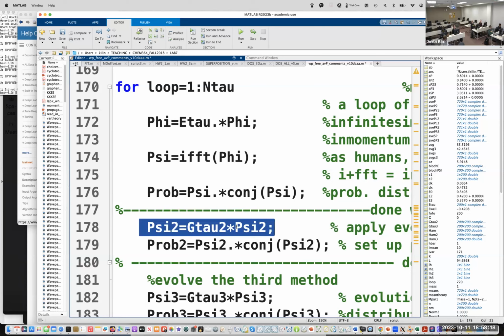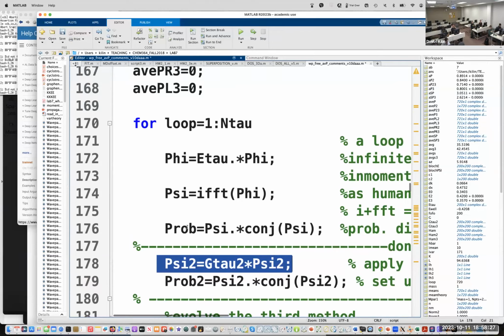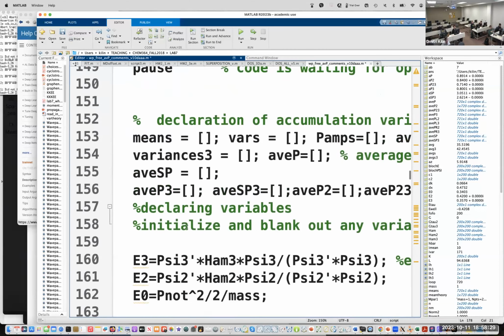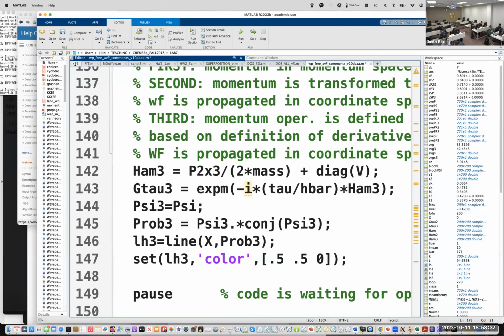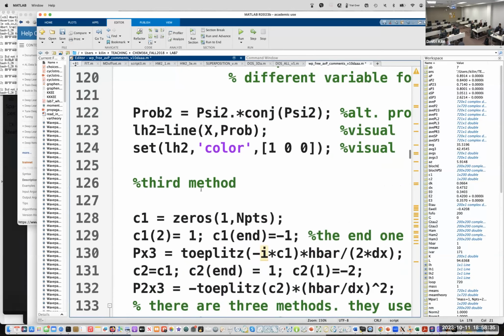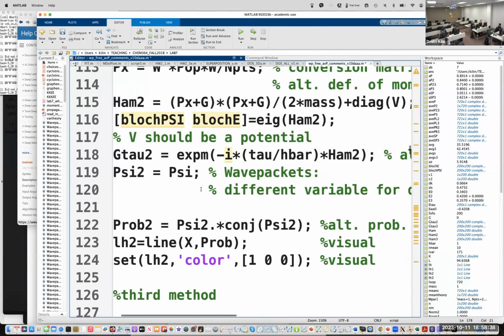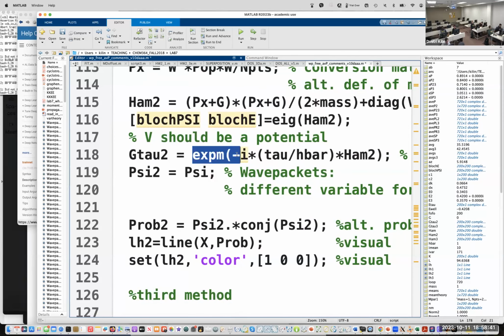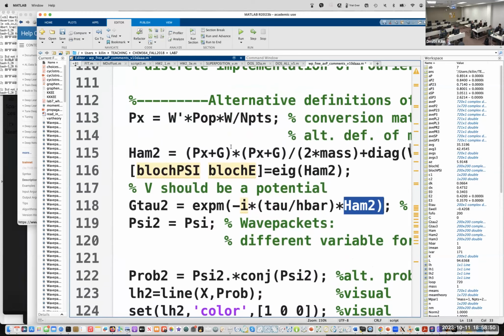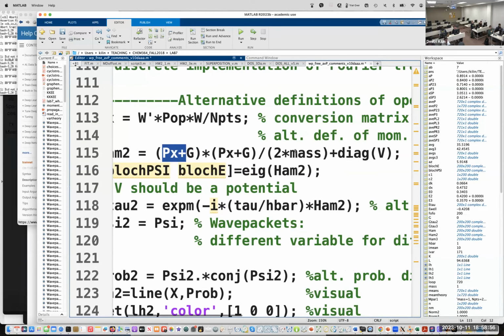psi2 is just a string of values, but g tau should be our evolution operator, right? So let's scroll back and see where the evolution operator is defined. Tau, g tau, here it is. So it is exponential matrix, tau, h bar, Hem. Hem is the Hamiltonian 2, right? Hamiltonian 2 is defined by px times px divided by two masses. Exactly what we find here.